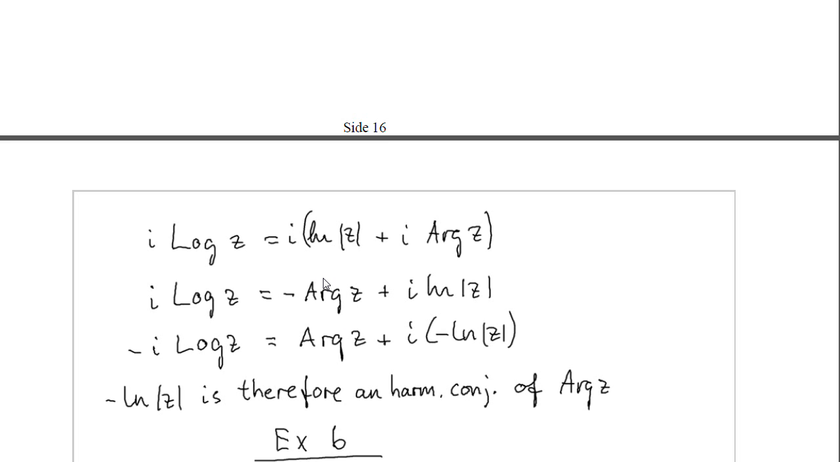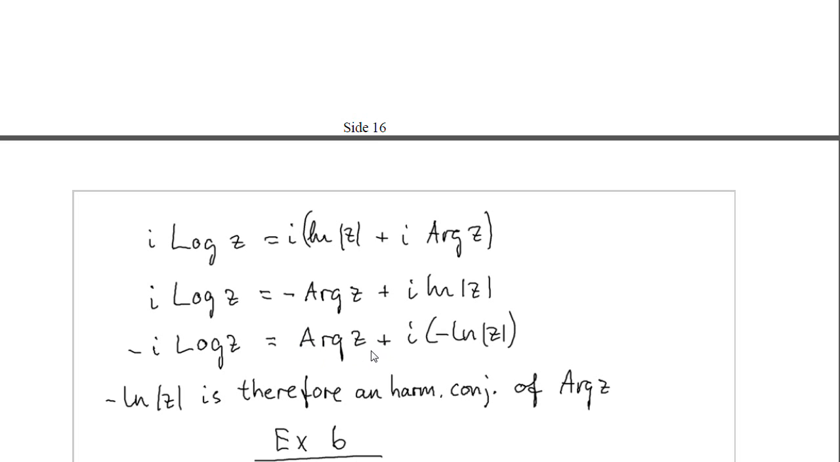So then we obtain that this complex function, which also must be an analytic function because it's just multiplied with a constant, must have this real part, and this must be the imaginary part of this function. Now we see that we have minus the argument value of z as the real part. We wanted to find the harmonic conjugate of this without this minus, so we just multiply with -1 on both sides, and then we obtain this.